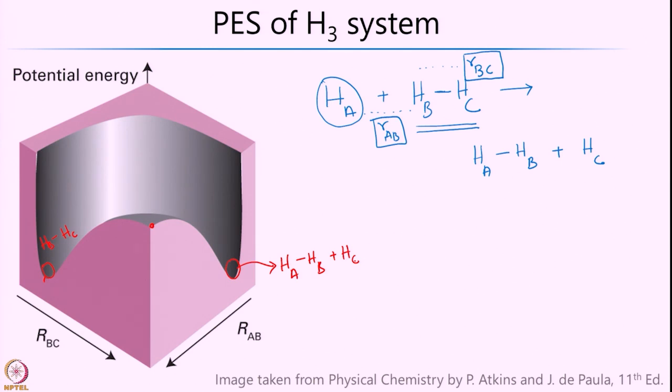But to look at it from more of a bird's eye view, we have two degrees of freedom in the H3 system, that is the two bond lengths which can be varied, RAB and RBC. If we take these two as the variables, one can construct a three dimensional potential energy surface where two axes are these two coordinates and the third axis is the potential energy. That would look like what is shown here on the slide.